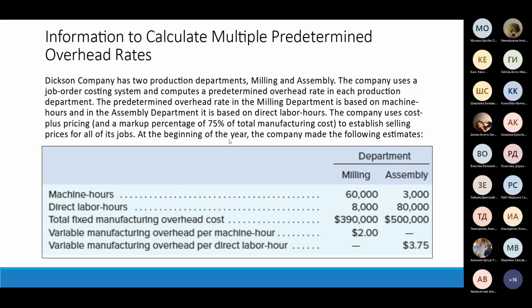We have to calculate multiple predetermined overhead rates if our departments are really different. For example, if we have 2 production departments, milling and assembly, so we should use specific rates for each department, because the first one, milling, is driven by the machine hours, and the second is driven by labor hours, and therefore they cannot use the only predetermined overhead rate, and they need to use different rates in order to allocate the indirect cost correctly.